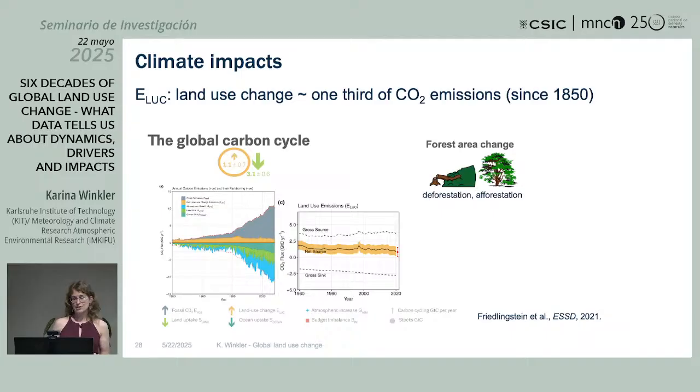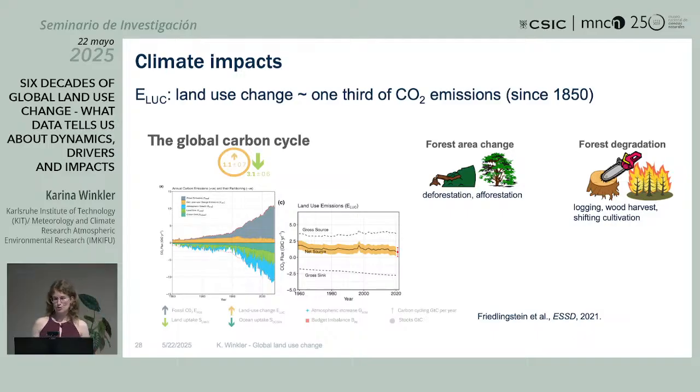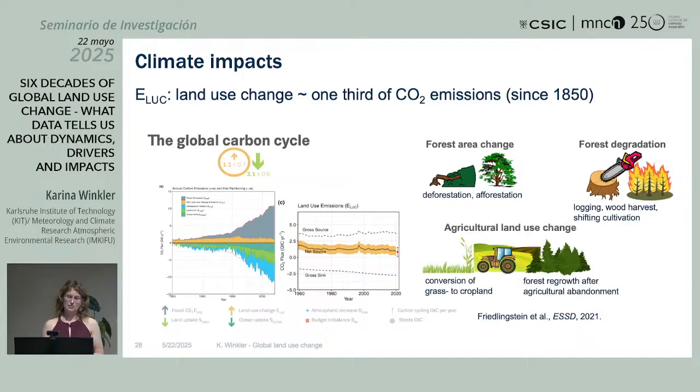Some important land use changes that determine whether land use is either a source or a sink are forest area changes, but also forest management, forest degradation, and agricultural land use change. As we were looking at, we see classic conversions of natural areas to cropland, but also forest regrowth after agricultural abandonment plays a role. And here, this tractor symbolizes all the different management inputs we put into the system.